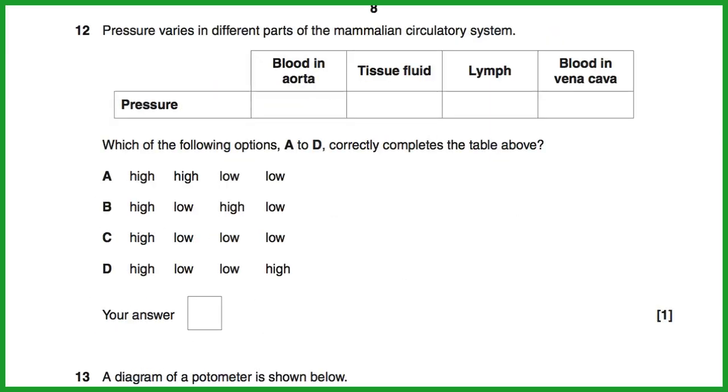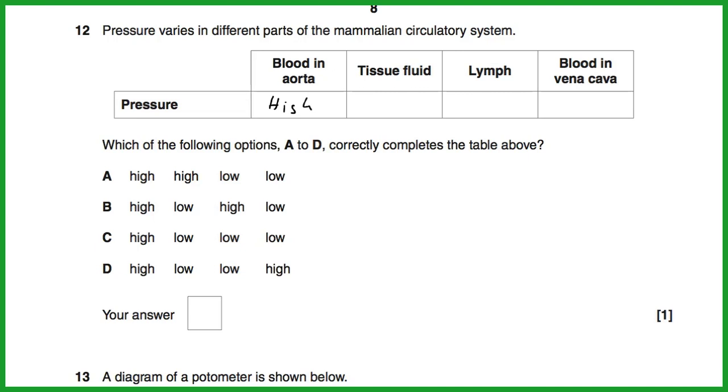So pressure varies in different parts of the mammalian circulatory system. So you've got pressure in the blood in the aorta, and remember the aorta is exiting from the left ventricle, so blood will be at a very high pressure in all of them. And this is the same in A to D.